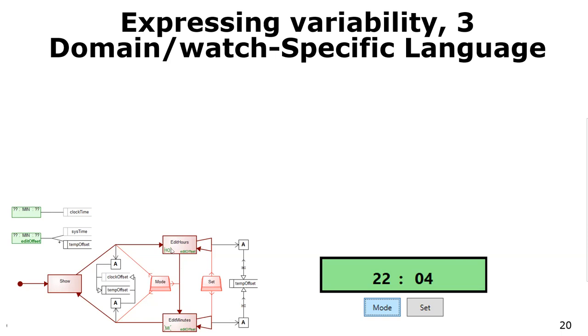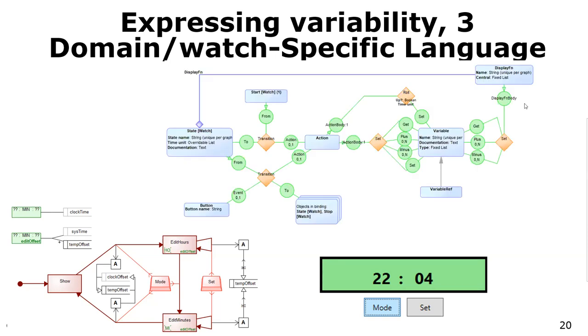I have here a show state, edit hours, edit minutes. So if I want to move to daylight saving time, or I travel and move to different time zones, then I can edit hours or edit minutes. But this language, which is basically a state machine enriched with the domain behavior from a watch, can also be described through the meta model in a very similar manner to how I described the parameter tables or different kinds of feature models.